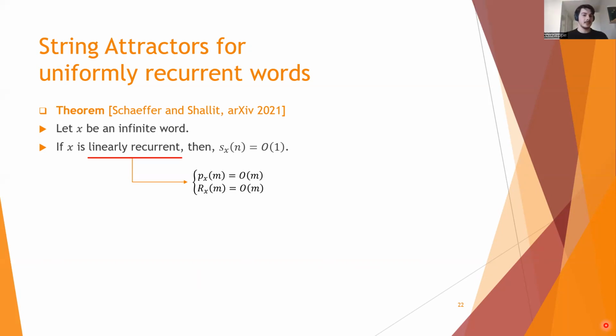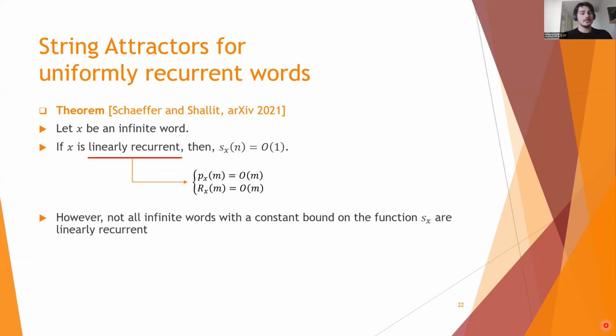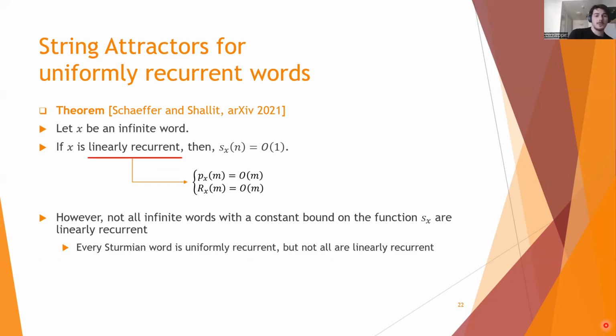In fact, saying that the word is linearly recurrent implies that the recurrence function is linear, but also that the factor complexity must be linear. However, not all infinite words with a constant bound on the string attractor profile function are linearly recurrent. In this work, we proved the same result for all Sturmian words, but every Sturmian word is uniformly recurrent, and not all are linearly recurrent.